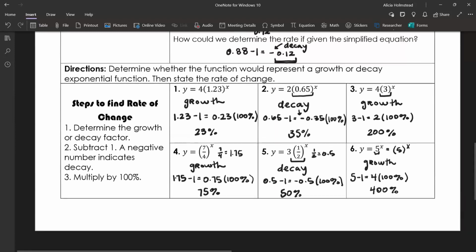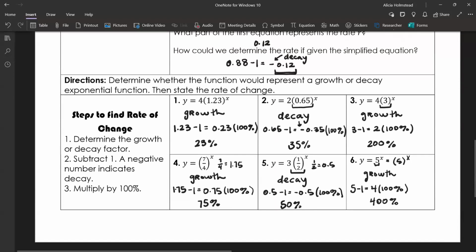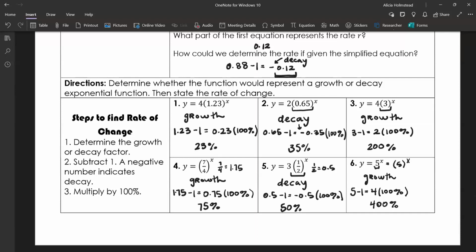Alright, awesome. On your homework, you have a lot of problems that are very similar to this, where you've got to identify growth and decay, and then the rate of change. If you have any questions, let me know.